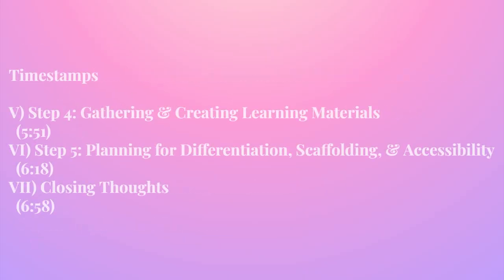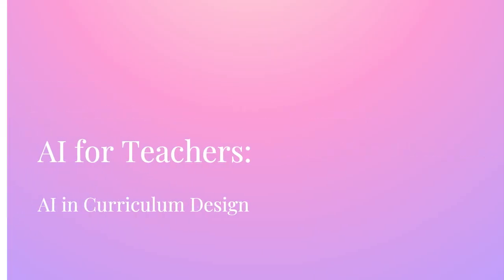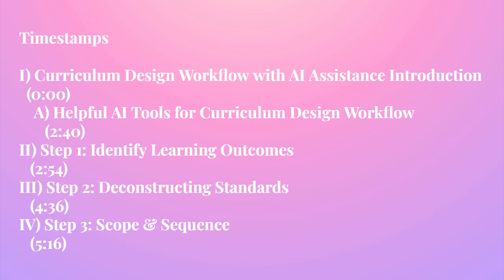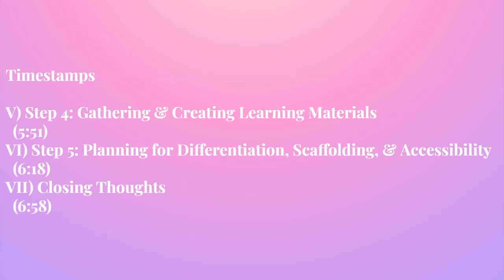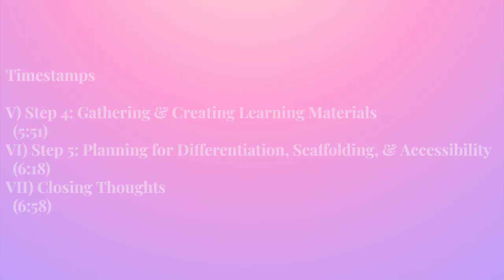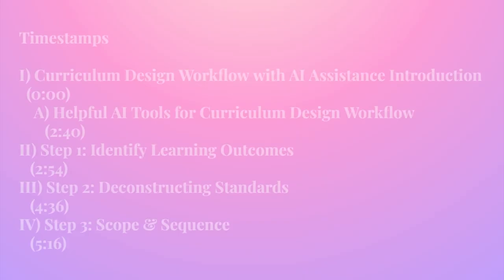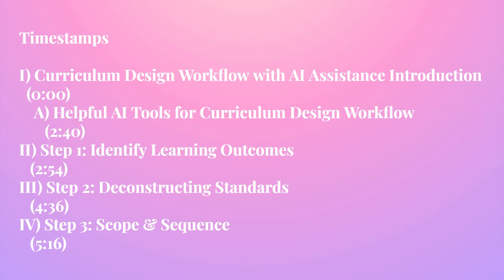Step 3 within the curriculum design workflow is scope and sequence. You can use AI assistance here to organize learning targets into a logical progression, to estimate pacing, to suggest unit groupings of learning targets, to map learning targets to assessments, and to propose assessment checkpoints throughout the unit, to generate revision and reflection cycles, to identify prerequisite skills, and to recommend when scaffolds and enrichment may be needed.